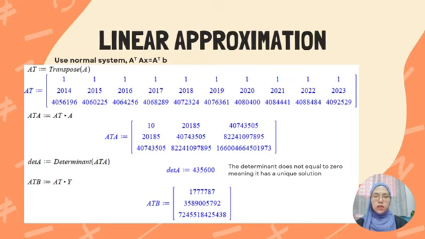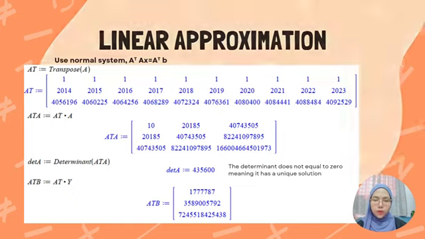So first, we need to find the A transpose, which we denote as AT, which is equal to the transpose of the A matrix. After we get the A transpose, we can find the A transpose A, which is AT multiplied with A. Then, we can continue with the determinant of A transpose A, which does not equal 0. This shows that it has a unique solution. After that, we can find the A transpose B, which is AT multiplied with Y.